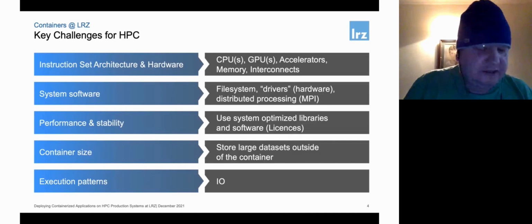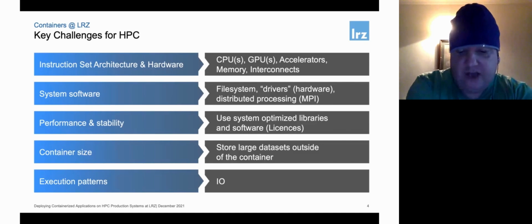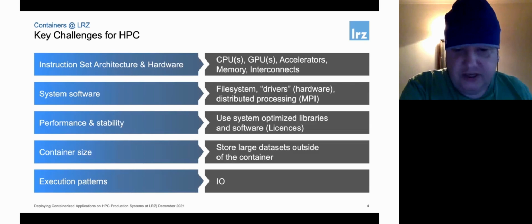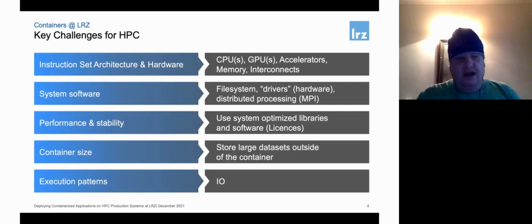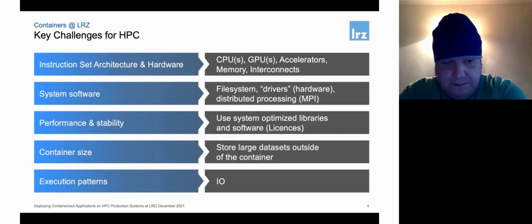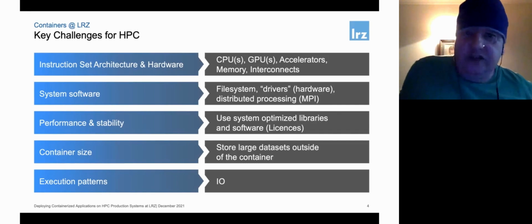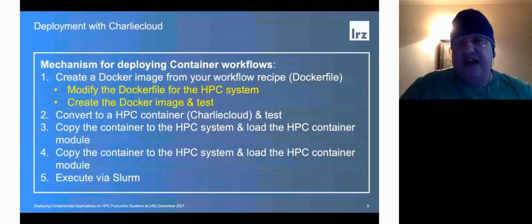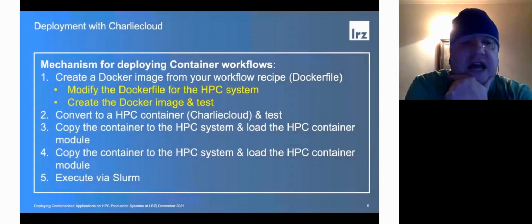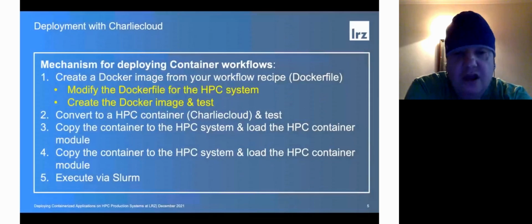So the SuperMUC machine at the LRZ and the Linux cluster machines are diskless. So everything's run in memory. So you're writing everything via the Spectrum Scale GPFS. So the mechanism we use is Charliecloud, and the reason for that is that the system administrators at LRZ gave us that option.